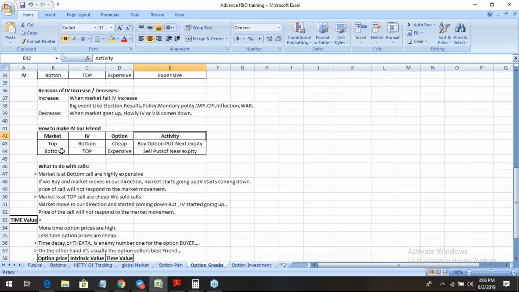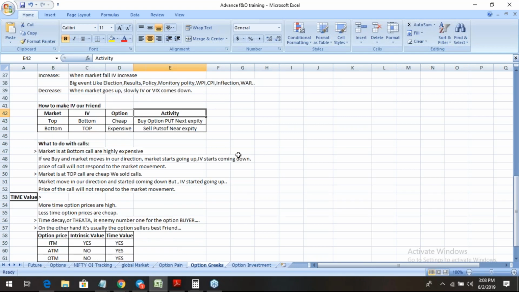If the market is at the bottom, of course your IV is on top. What do you have to do? Your options are too expensive, like on election day. You have to sell your put of near expiry. You can make money quickly. Understood now? But for selling put, you need future margin, right? Is everyone understanding? Okay.